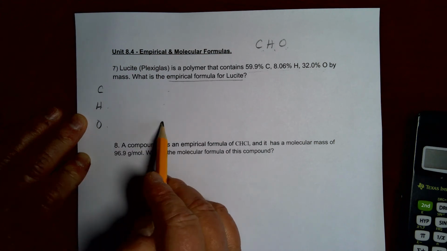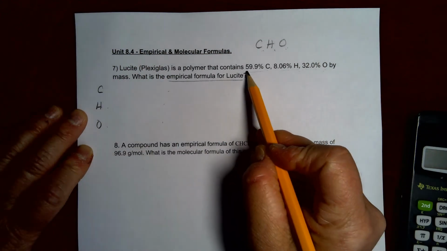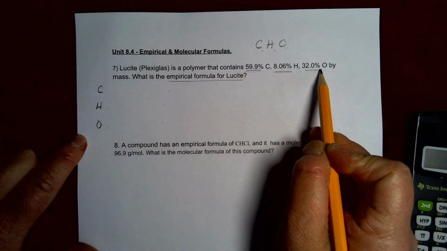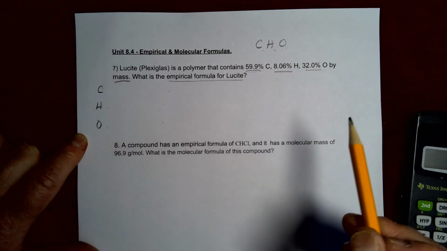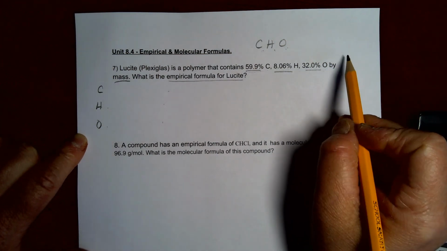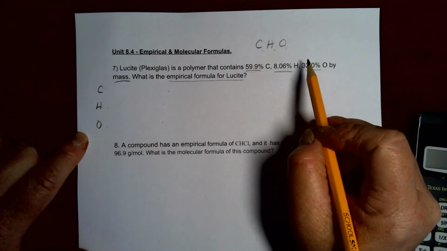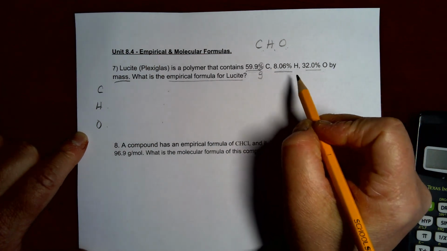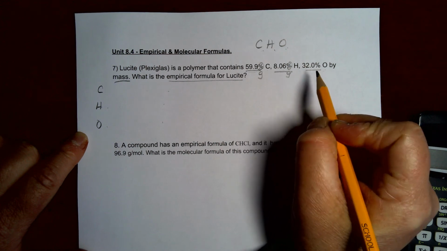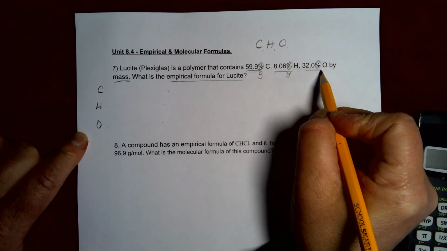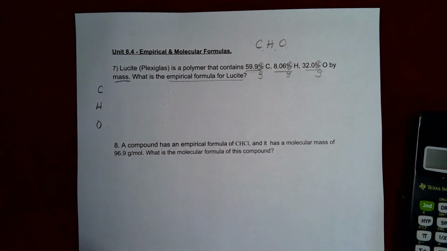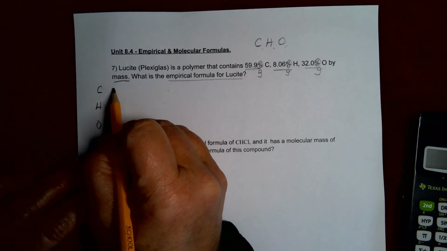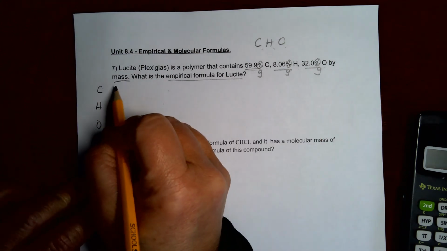So best thing you can do is keep yourself organized, make a line for carbon, a line for hydrogen, a line for oxygen. Remember, we need to turn percentages into moles, but because these are percent by mass, if you had a 100-gram sample of this substance, you would have 59.9 grams of carbon, 8.06 grams of hydrogen, and 32.0 grams of oxygen. So just swapping out the percentage for grams gets you ready to go. So remember, we're going to convert mass to moles as our first step.